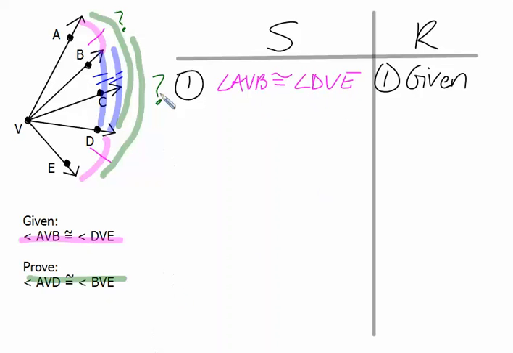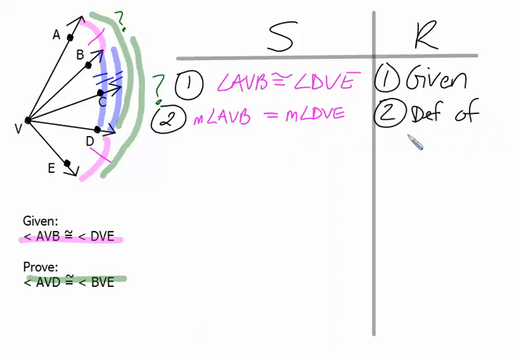Now, in order to work with this, we need to convert it from angles being congruent to their measures being equal. So make sure you write the M because of measure. Measures are equal, so I'm going to put the equal sign into play, and this is going to be the measure of angle DVE. How do we know that if two angles are congruent, their measures are equal? Well, that's just the definition of congruent angles.